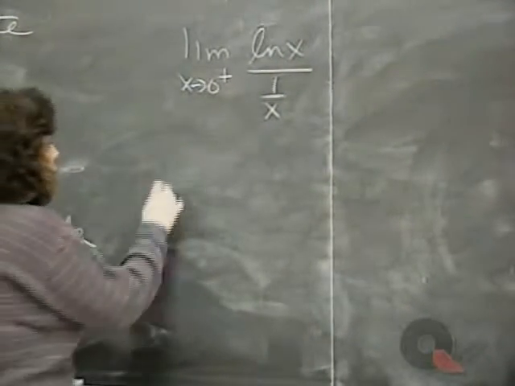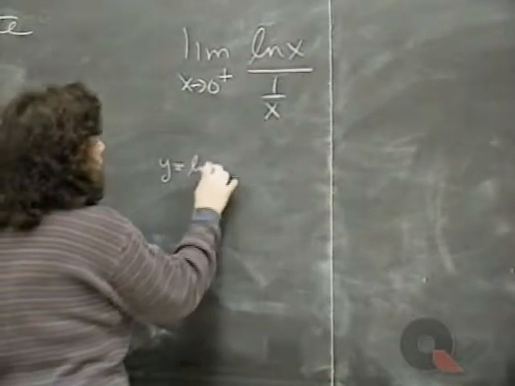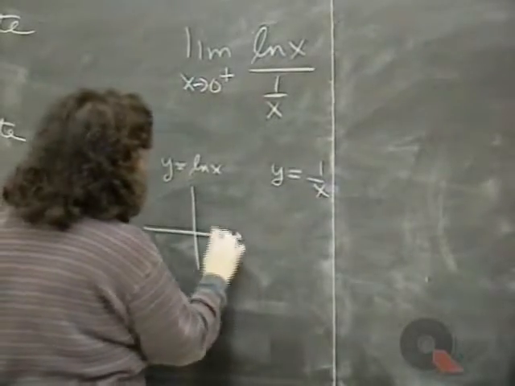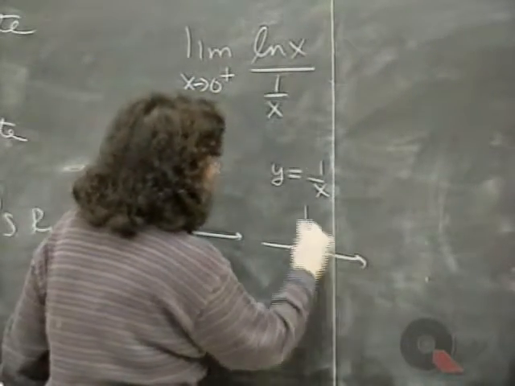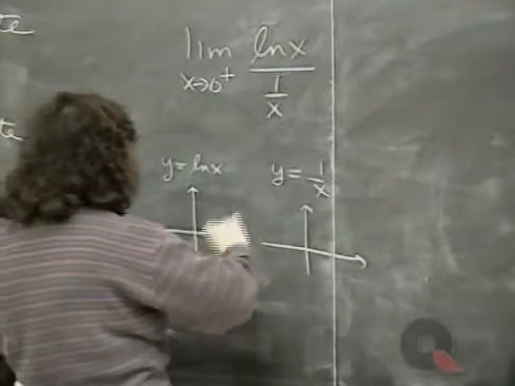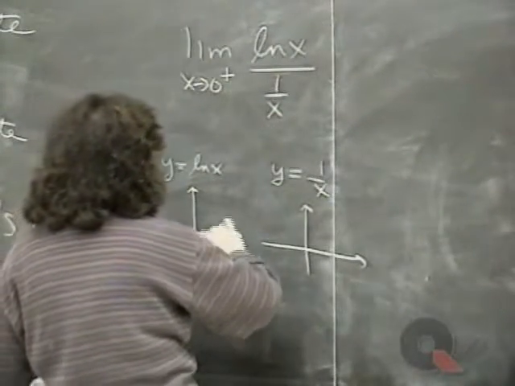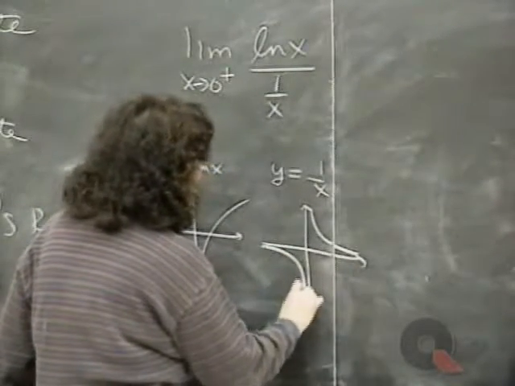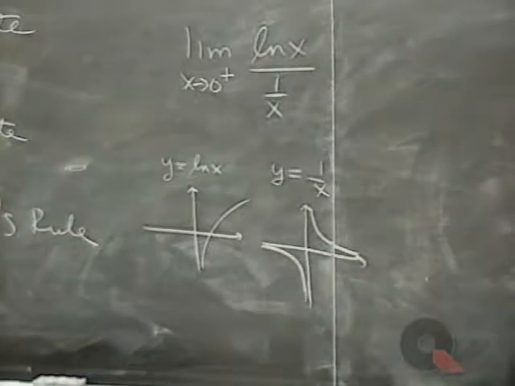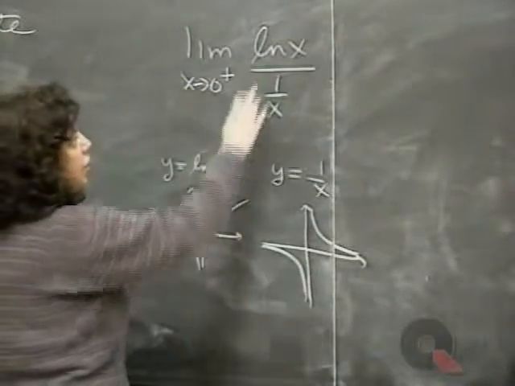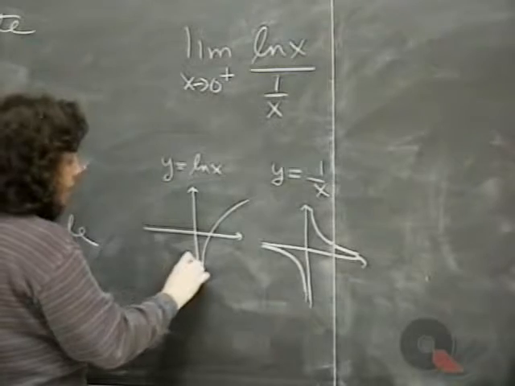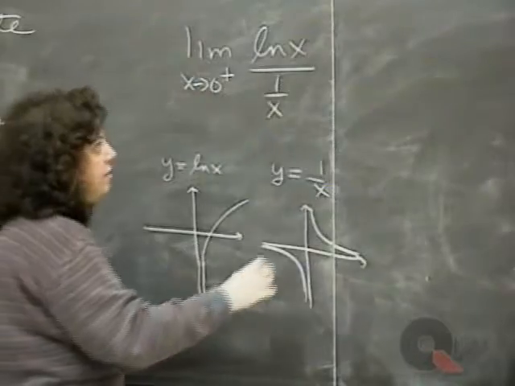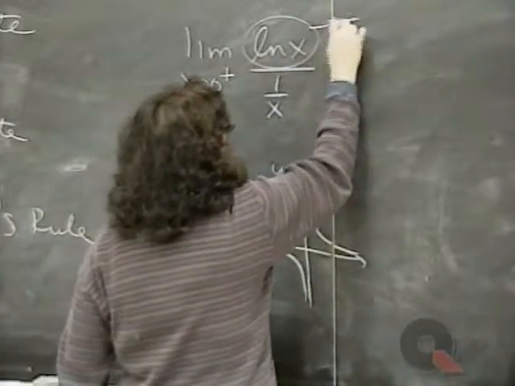Now, we're familiar with the curves y equals ln x and y equals 1 over x. We know how to sketch the graph of each of these functions. Y equals natural log of x looks something like this. Y equals 1 over x is the hyperbola in the first and third quadrants. Now, as x approaches 0 from the right side, what is happening to the natural log of x? It is approaching minus infinity.